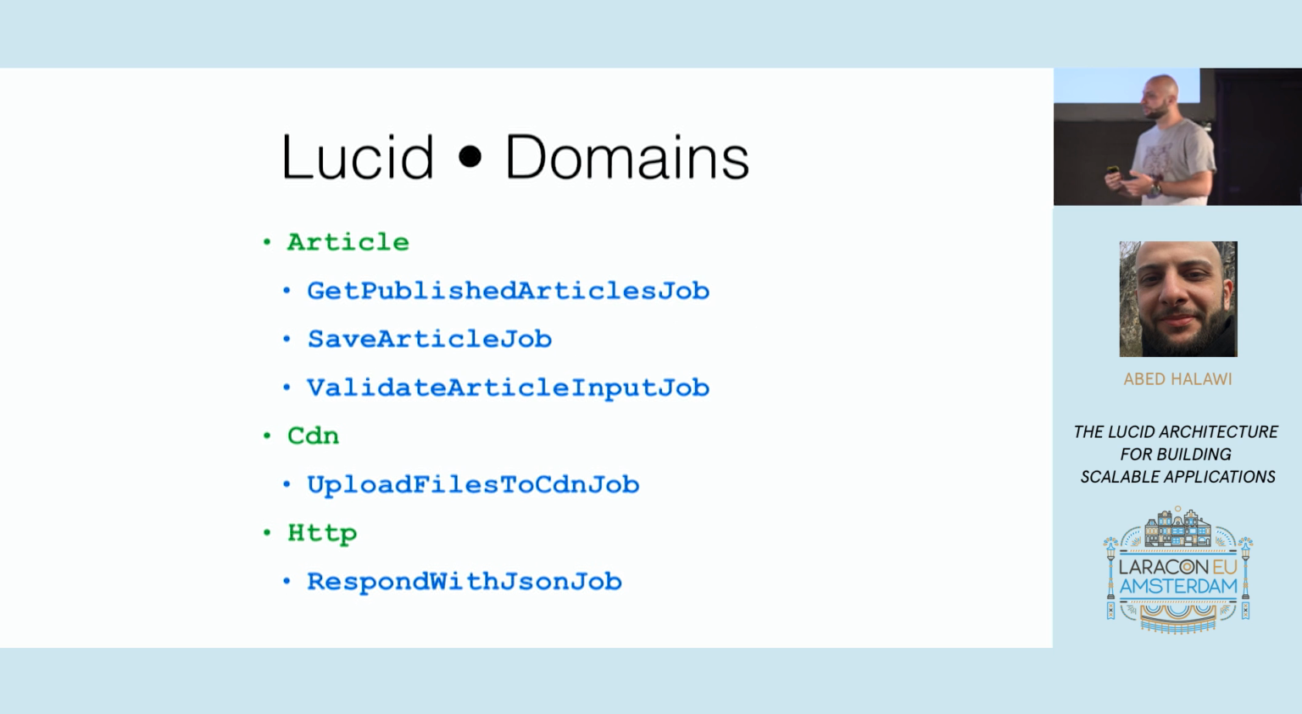For example, if we were to place our jobs within their corresponding domains, we would have the get published articles job in the article domain, of course, and save article and validate article input all have to do with articles, so you would stuff them there. And of course, to upload files to a CDN, we will be managing our CDN, so it is the CDN domain that we're managing. And to respond with JSON, we will be dealing with HTTP, so this is the domain that job belongs to.